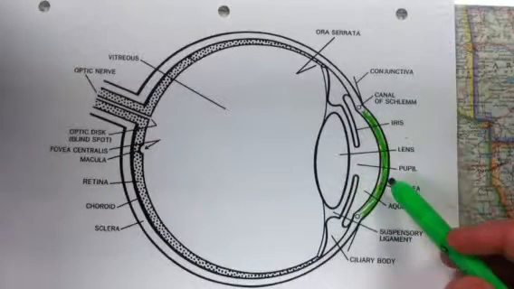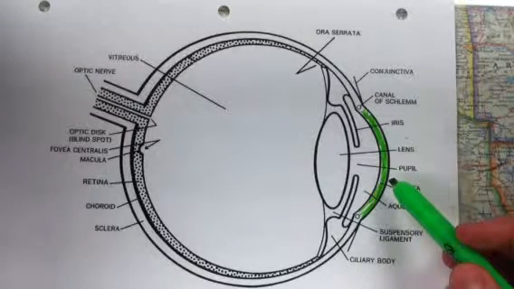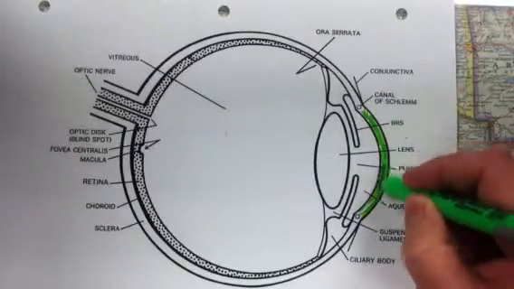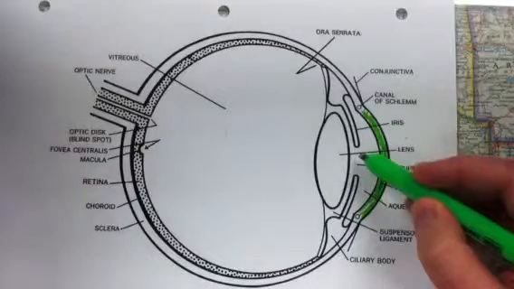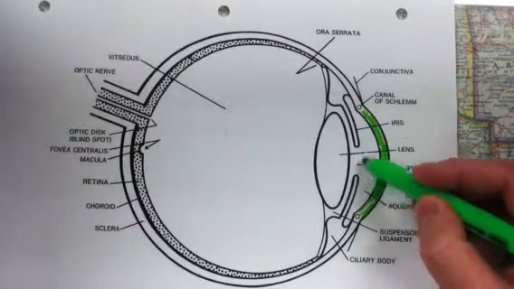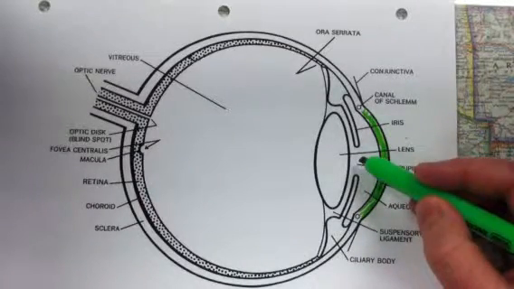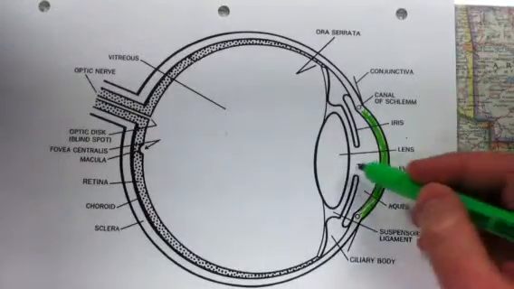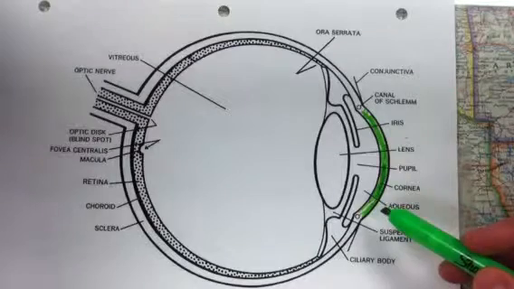The primary function of the cornea is refraction, and it's the strongest refractive part of the eye and provides about 65% of the refractive power of the eye. Okay, the pupil is the next area I'll talk about. The pupil is this round hole in the center of the iris. The pupil allows light to pass through the cornea, through the iris, into the retina.